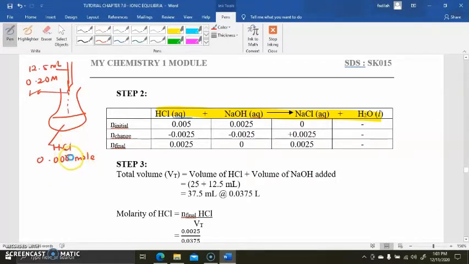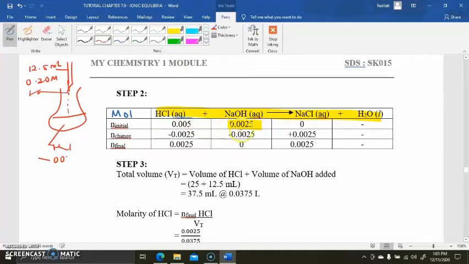Okay, so kita nak tahu, after kita dah masukkan 12.5 ml NaOH ni, berapa banyak H+ yang tinggal inside the conical flask. Okay, so kita punya ice table dalam bentuk number of mole. Bilangan mole HCl 0.005, number of mole NaOH 0.0025, and HCl initial mole is 0. Okay, change dia, kita akan minus 0.0025.